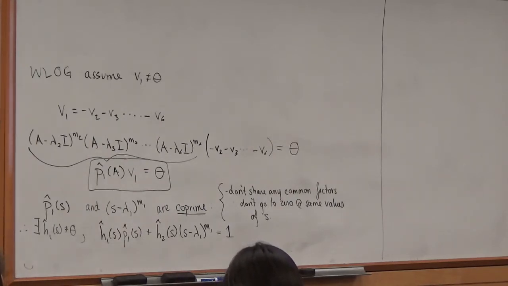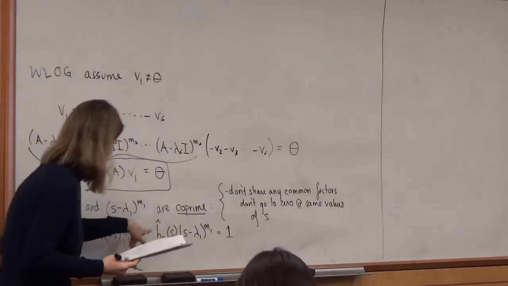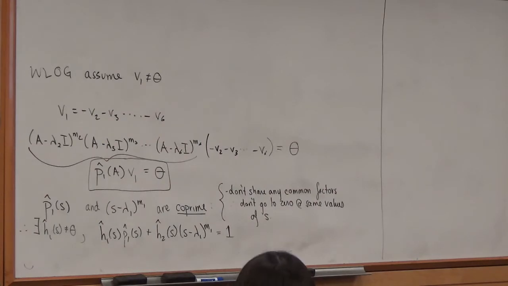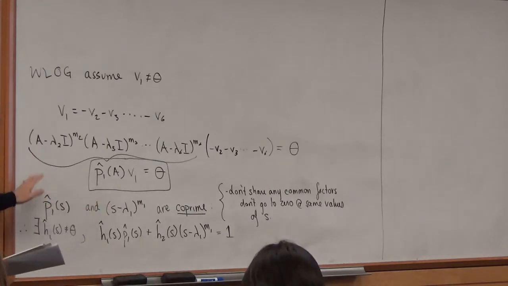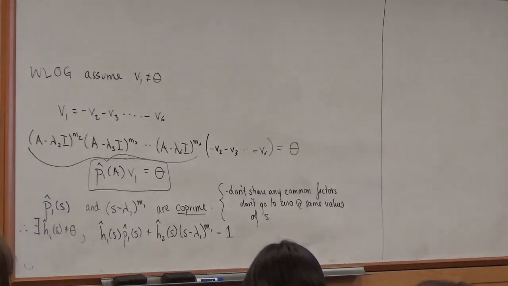So by the fact that these two polynomials are coprime, the existence of these polynomials multiplied in this way by the coprime polynomials, so that you get one on the right-hand side, is basically what it's saying in mathematics. If P1 hat of s and (s minus lambda 1) to the M1 had any common factors, then those common factors would show up on the right-hand side. You'd never be able to get a 1 on the right-hand side. So the fact that these two polynomials do not share any common factors means that there exist polynomials h1 and h2 such that you can get that identity.